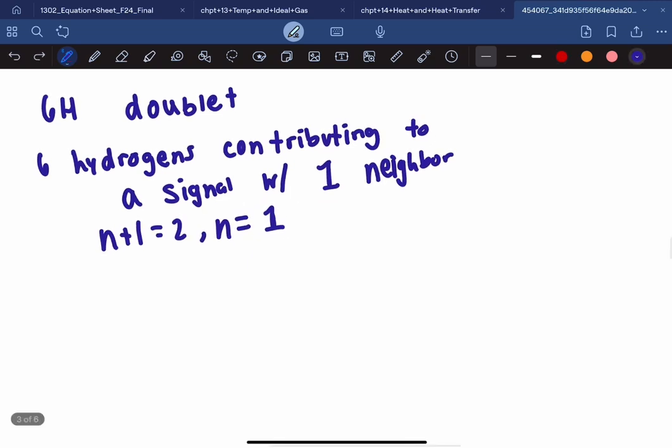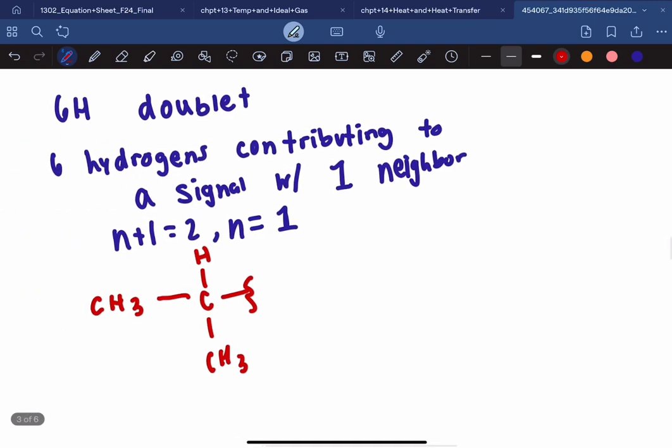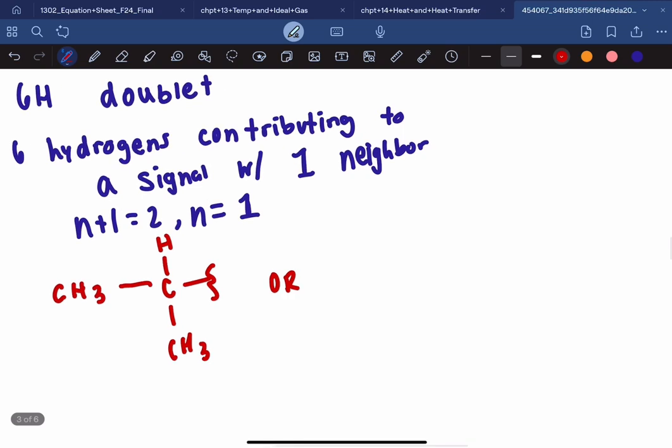So what does that mean? Let's draw out some structures possibly. We know we need to somehow get 6 hydrogens. We can do that in a few ways. We can do maybe CH3 bonded to a carbon, and CH3. And since it's a doublet, this carbon must have an H on it for 1 neighboring hydrogen, and then this can be bonded to something else. Or, since it's 6 H's, it could be CH2, CH2, CH2, bonded to other stuff on both sides.